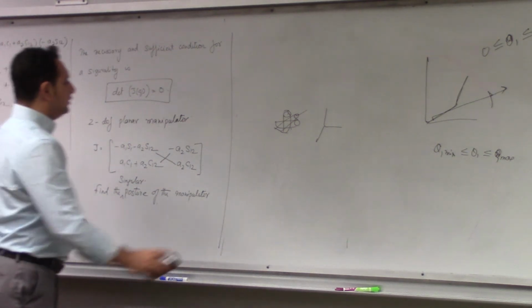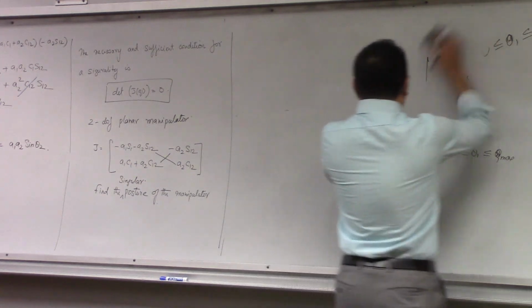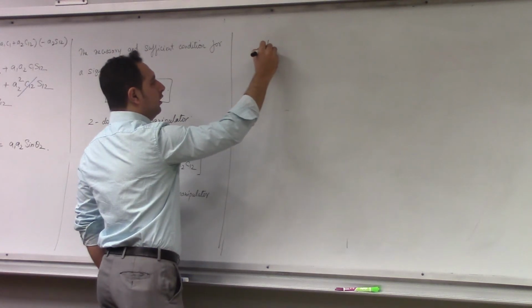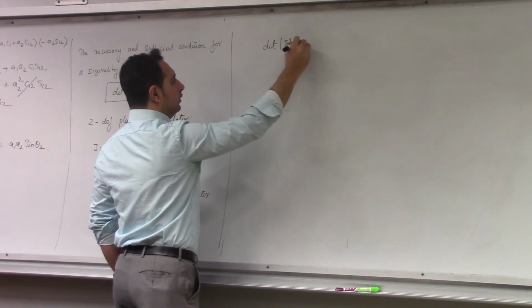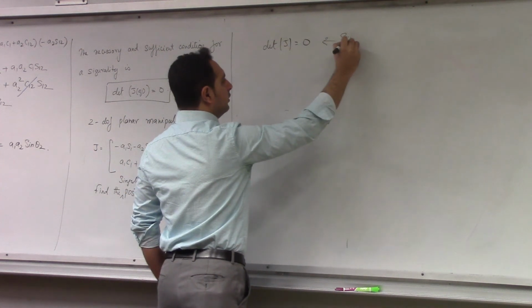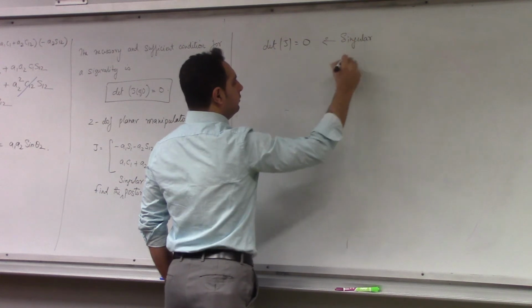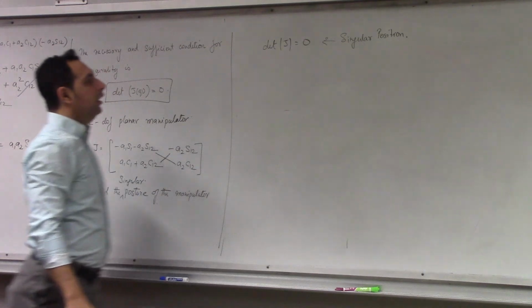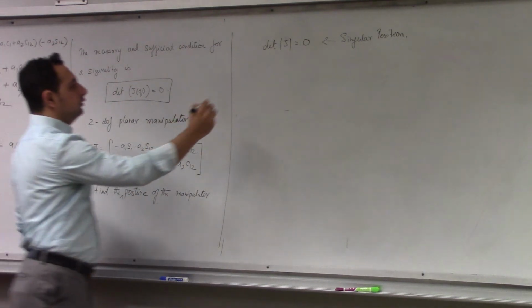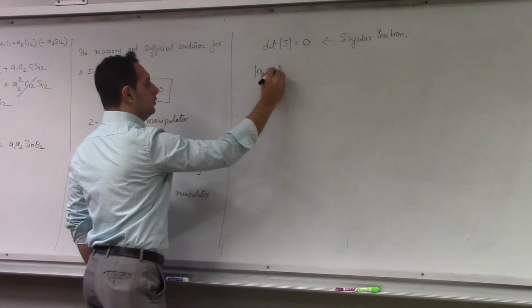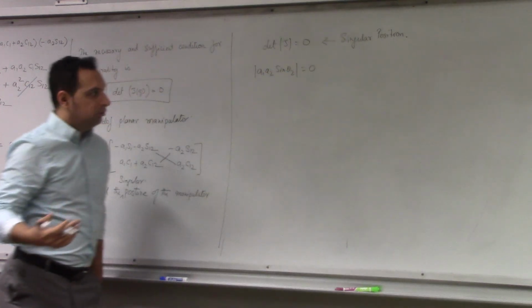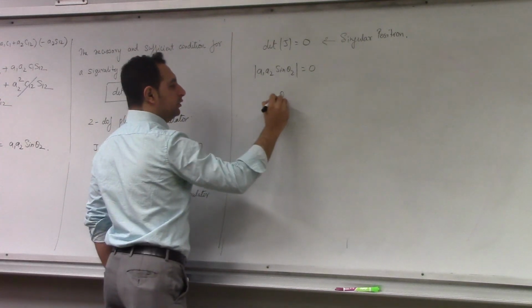Okay. So in this case, this will be singular when the determinant of J equals 0. This will give you singular postures. So when I apply this to A1, A2, sine theta 2 equals 0, what do we get? This will only be 0 when theta 2 is equal to 0.